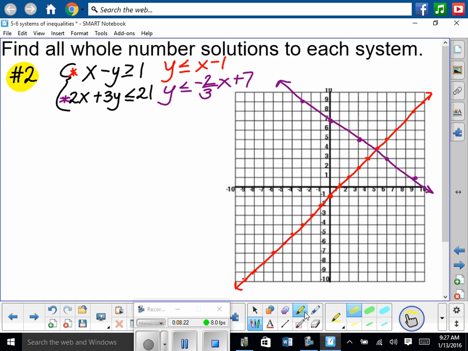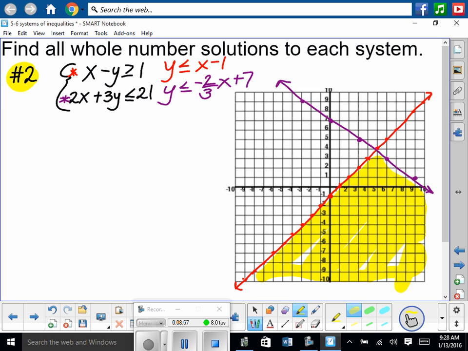But also, at the same time, it has to be y values less than negative 2/3 x plus 7. So at the same time, the y values also have to be less than this purple line. If we were to shade in the whole purple line, that would be all of this, right? But where do both of those happen? Aren't these the values less than the red line? And at the same time, aren't these the values less than the purple line? So I'm only shading in this region here.